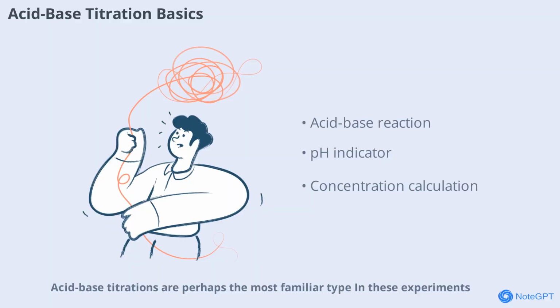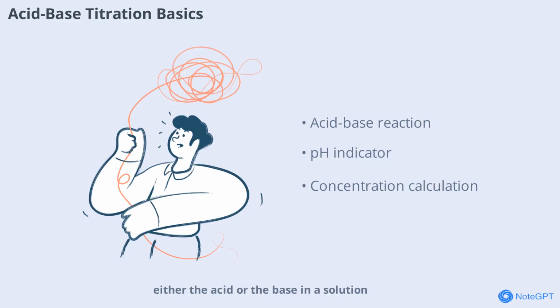Acid-base titrations are perhaps the most familiar type. In these experiments, an acid reacts with a base, and the endpoint is detected with a pH indicator. The process allows chemists to determine the concentration of either the acid or the base in a solution. By carefully measuring the volume of titrant added, the unknown concentration can be calculated using stoichiometry. This method is widely used in educational labs and industry alike, thanks to its simplicity and effectiveness.